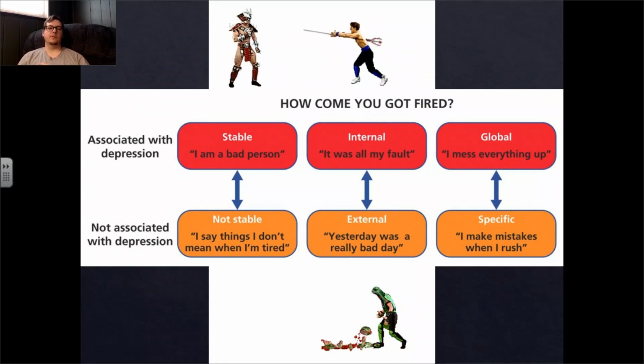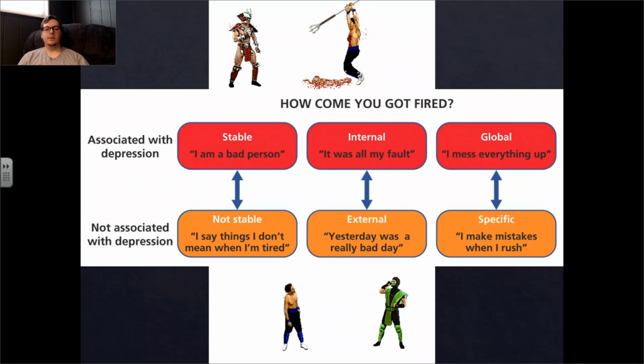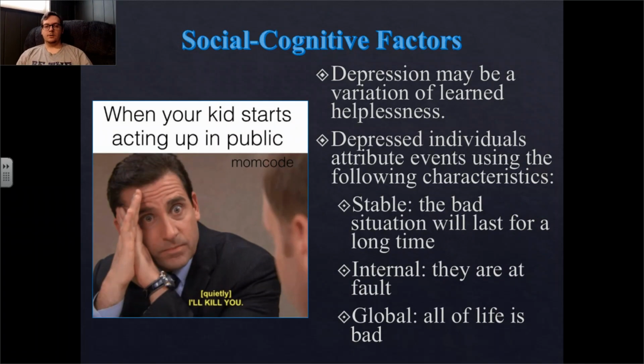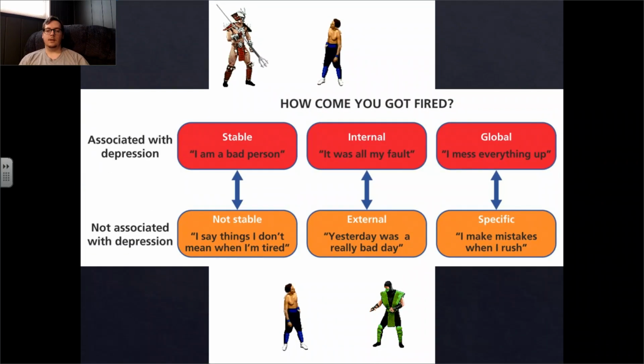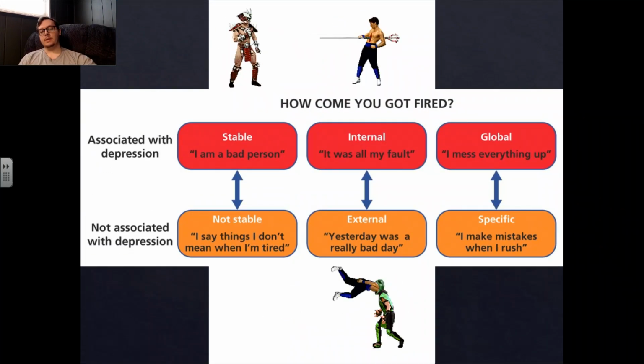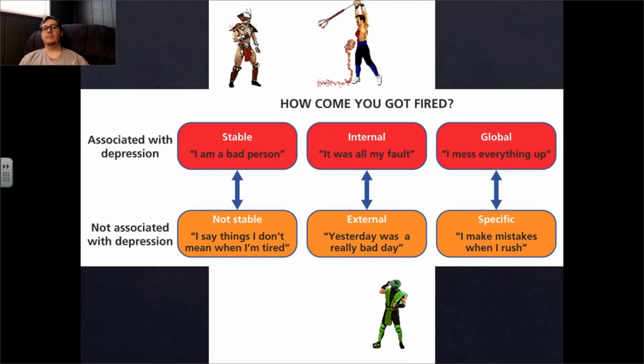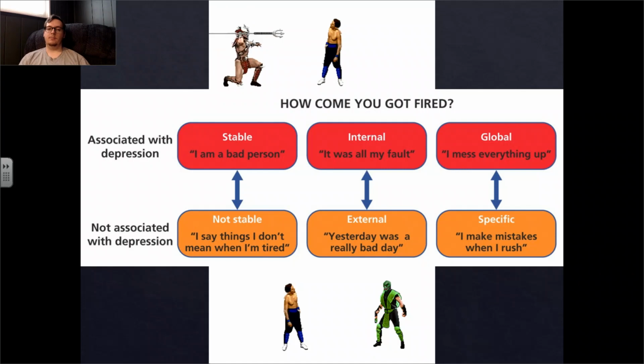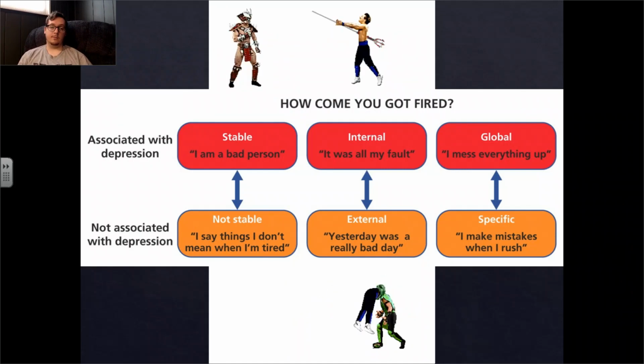And by the way, if you ever think in the red way, the red bubbles, that doesn't mean that you have major depressive disorder. These are just examples of the social cognitive factors: stable, internal, and global, right? How a normal person would think versus how maybe somebody, if this is over an extended period of time, might think if they had a depressive disorder.